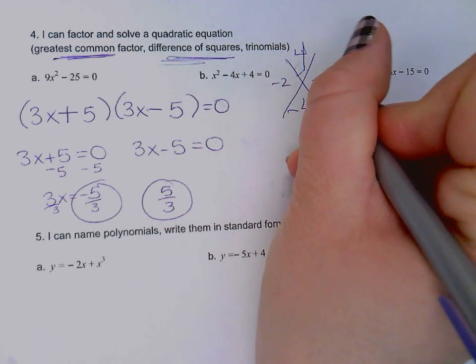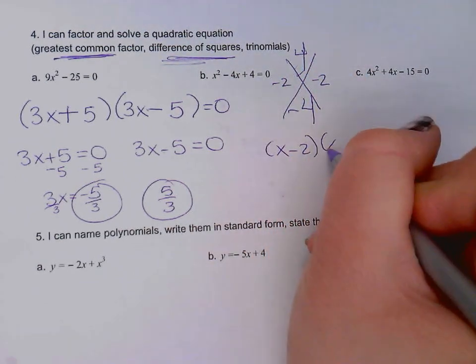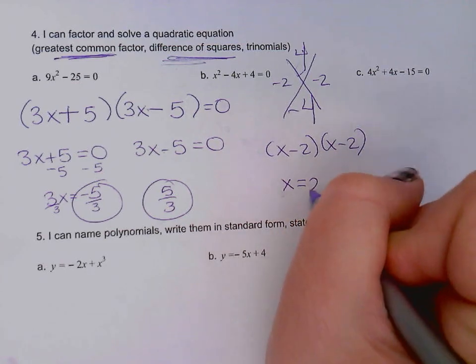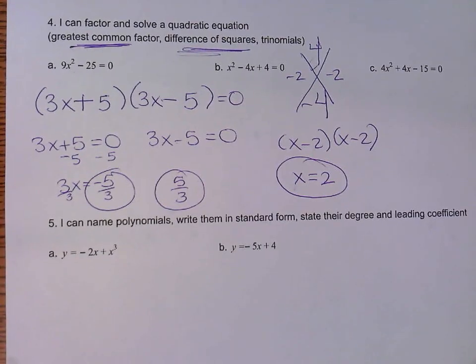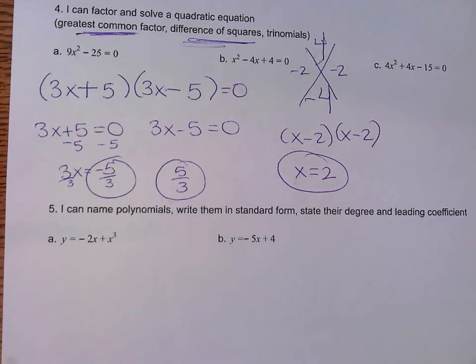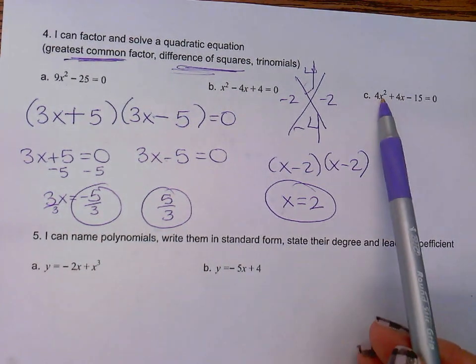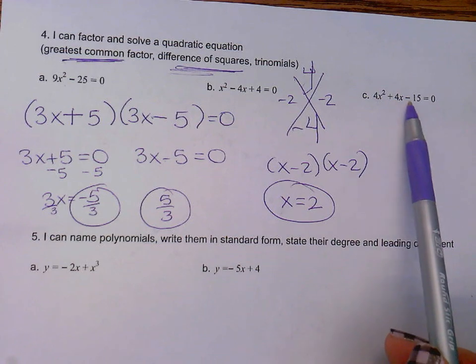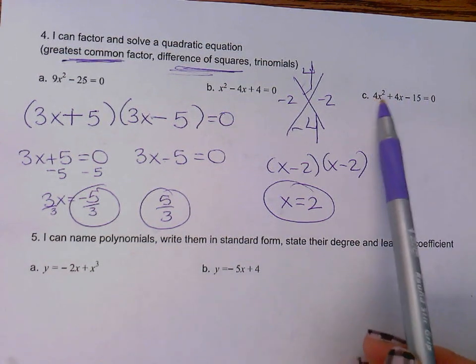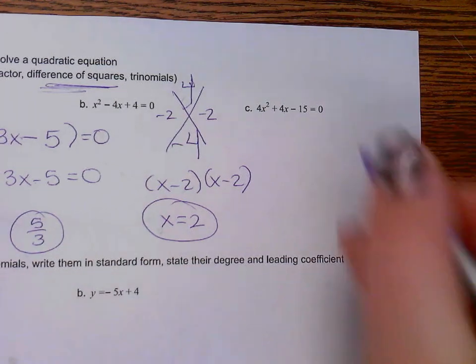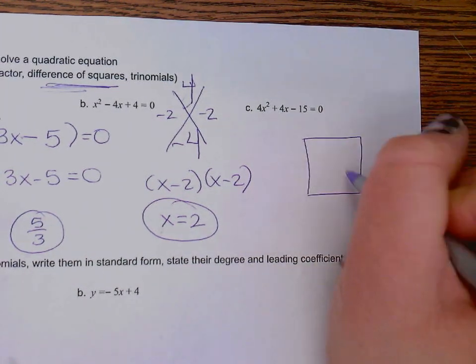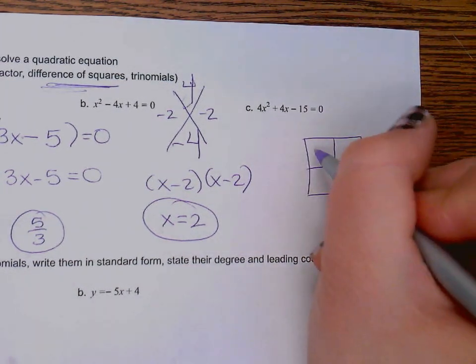Negative 2, negative 2. X minus 2 times x minus 2 only has an x-intercept at positive 2 because the graph bounces off the x-axis with that multiplicity we talked about yesterday. All right. And C, this one is the box method one. Doesn't have a greatest common factor, doesn't have difference of squares. It has an A value bigger than 1. So you've got to jump in and do the box method, unless you learned a different method at a different school. But I think most of you learned box.